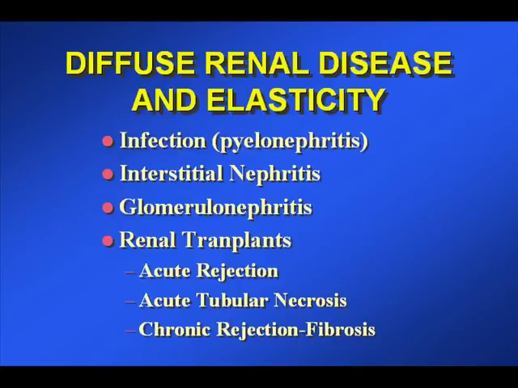Diffuse renal disease and elasticity imaging should be a fruitful area for further study. Pyelonephritis, interstitial nephritis, and glomerulonephritis are all entities that are hard to image and where elastography could be helpful. Renal transplants also develop processes that are amenable to elastographic imaging, including rejection, acute tubular necrosis, and fibrosis caused by chronic rejection.